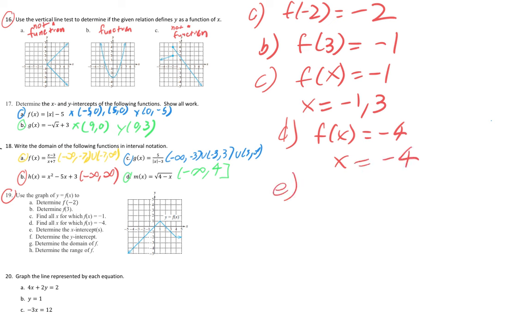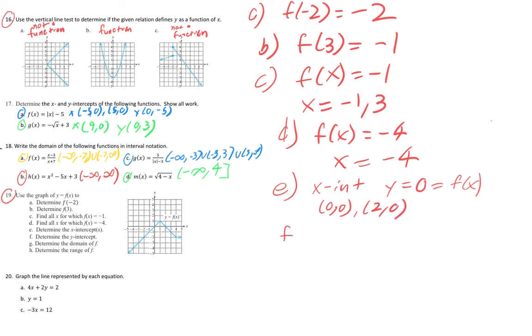Now looking at E, we want to determine the x-intercepts, and that happens when our y is equal to 0. So when y is equal to 0, which is equal to our f of x. So if we look on our graph, that happens here at 0, 0, it's crossing, and here at 2, 0. So our x-intercepts are 0, 0, and 2, 0, right?